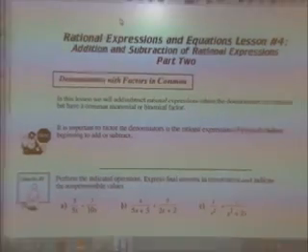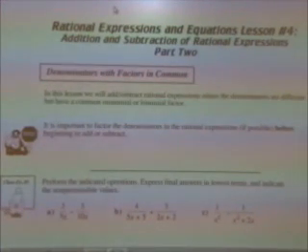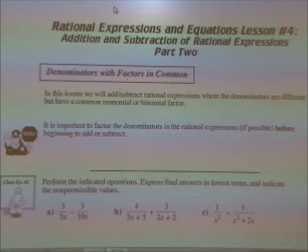Okay, part 2 of adding and subtracting rational expressions.